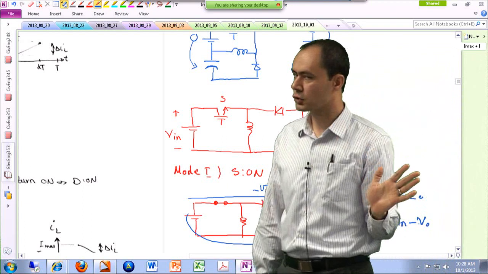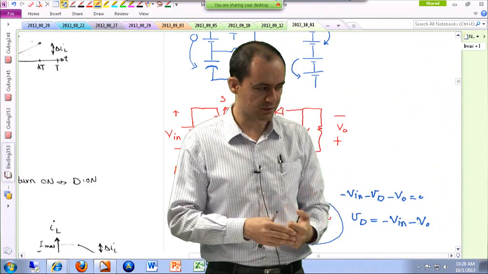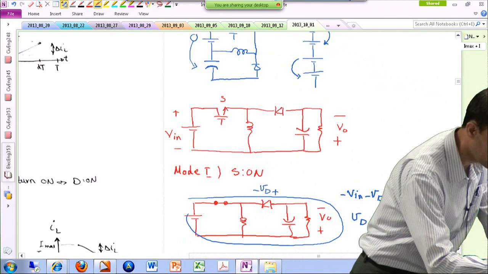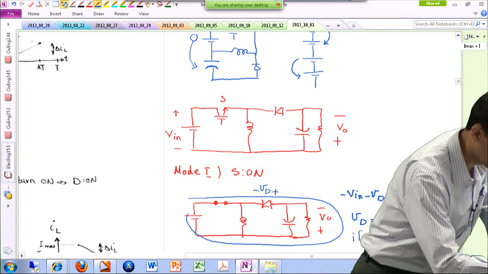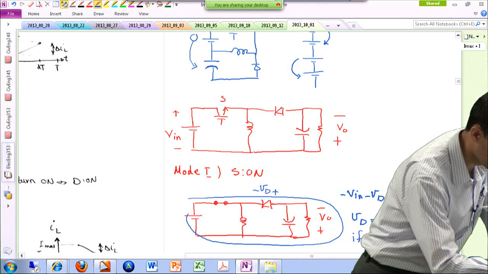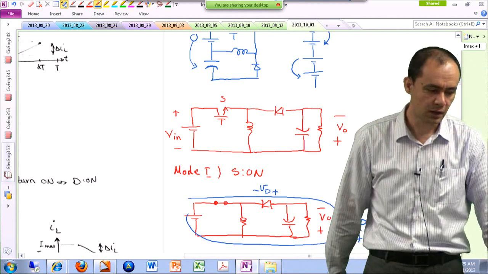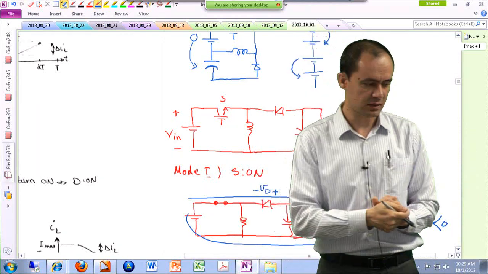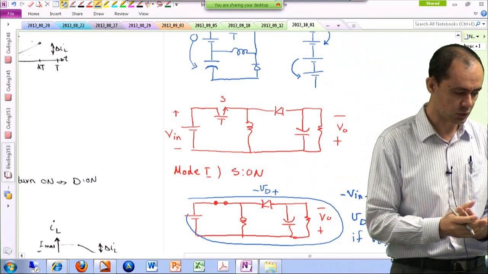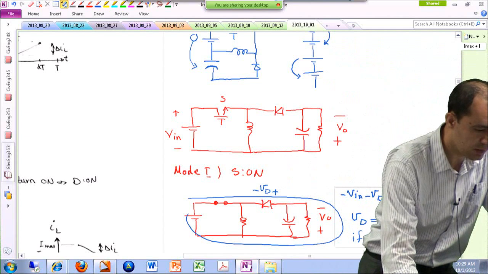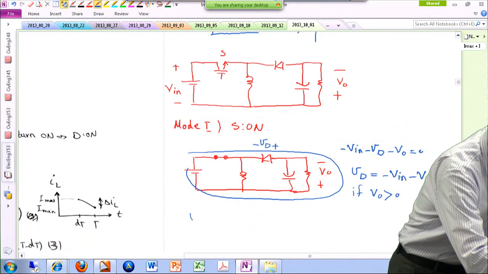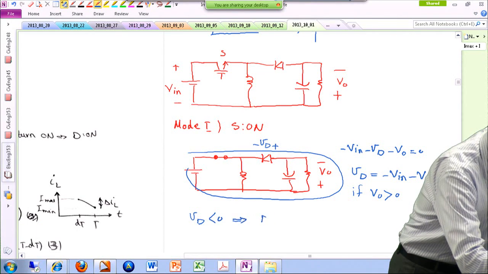Assuming the polarity that I have chosen is correct and Vout is a positive value, Vin is also a positive value, so this whole thing is negative, if Vout is really positive. So later on I have to check that. But so far, if I go with the assumption that Vout in this polarity is positive, as soon as I turn the switch on, I will end up applying a negative voltage across the diode. So V diode is negative, therefore the diode is off.